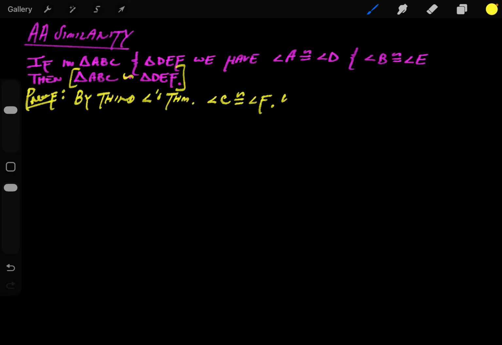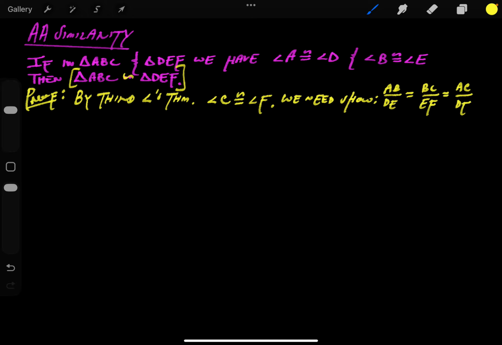So we still need to show, right? We want to have a goal in our minds. So we're going to write down what our goal is. We need to show that the sides are in proportion. So that way side AB over side DE is equal to side BC over the length from E to F, which is equal to the length of AC over DF. And this is what we need to have.